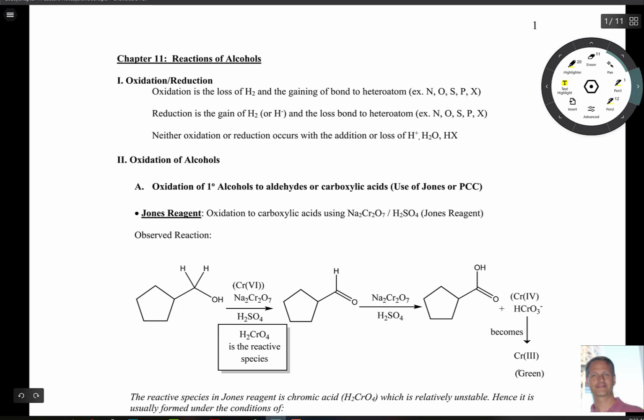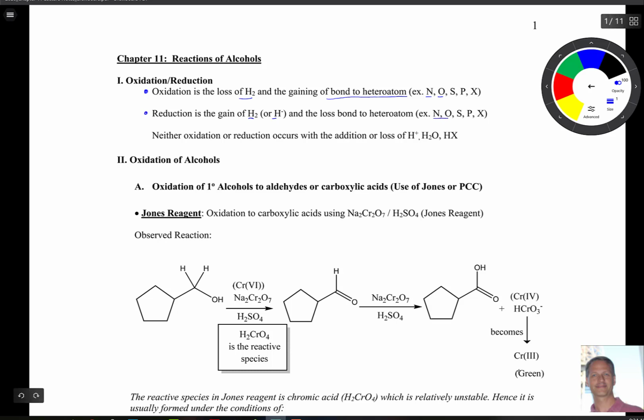Oxidation, we talked about that a little in the last chapter. It's the loss of hydrogen and the gaining of a bond to a heteroatom, such as nitrogen or oxygen. So we're going to look at oxidation of alcohols, so it's going to be the oxygen there. And reduction is the gain of H2 or H minus, and the loss of a bond to a heteroatom. So the opposite of what we saw up above.